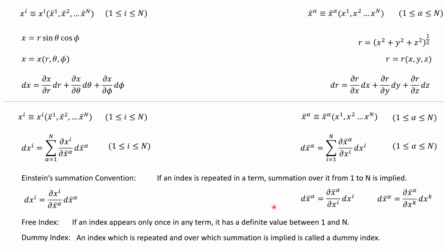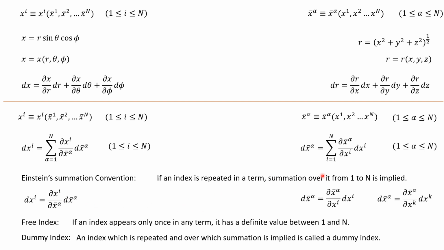So there is a convention used to simplify the notation for the right hand side of these equations, called Einstein's summation convention. According to this convention, if an index except capital N is repeated in a term, summation over it from 1 to n is implied. For example, here the summation runs from alpha equal to 1 to capital N, and the index alpha is repeated in these terms dou x bar alpha dx bar alpha, and hence we can drop this summation sign and express this equation in this simple manner as dx superscript I is equal to dou x superscript I divided by dou x bar alpha dx bar alpha.